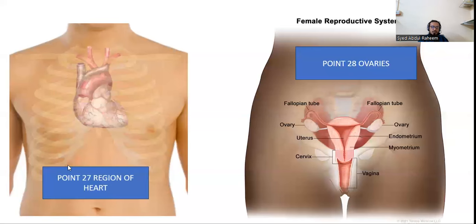Next we have 27, a region of heart. So I already told you that you can put according to the condition, the disease. Okay, mostly BE is utilized here, so you can apply BE here.